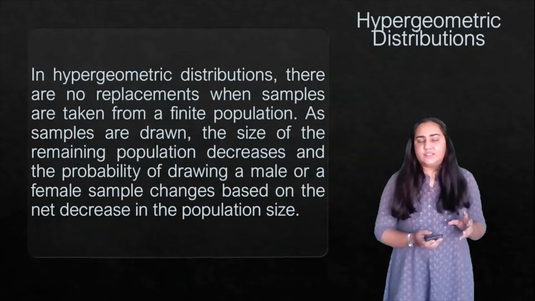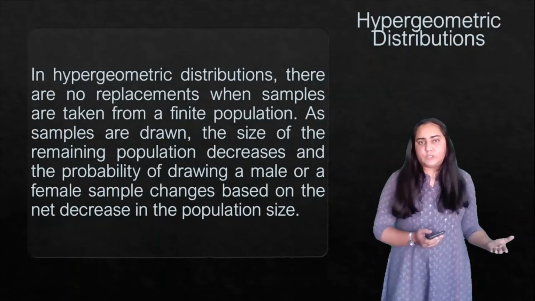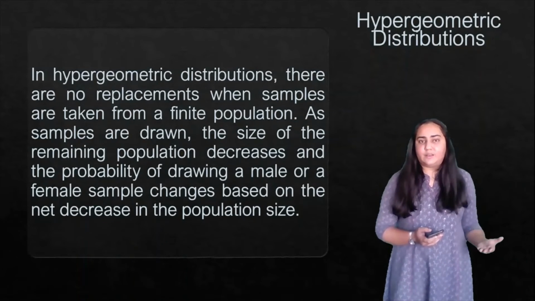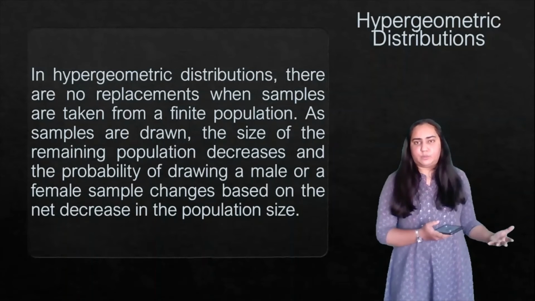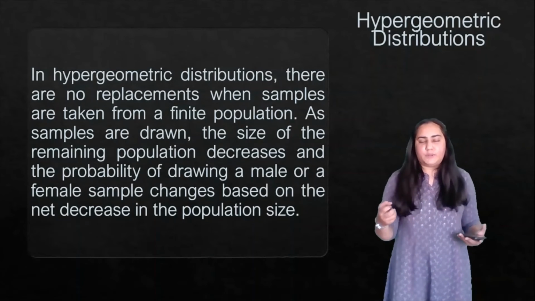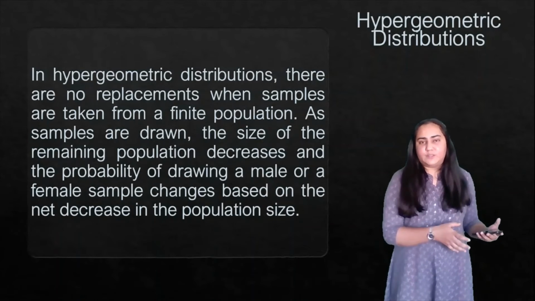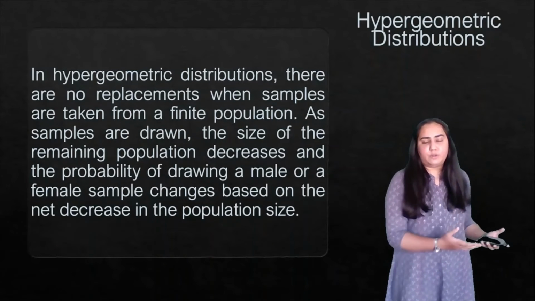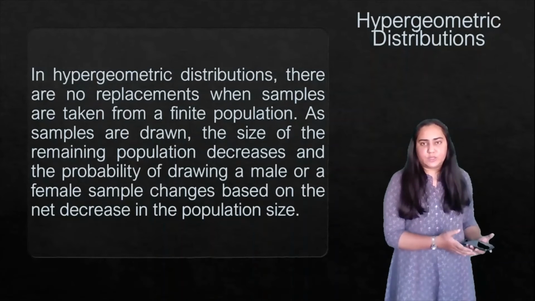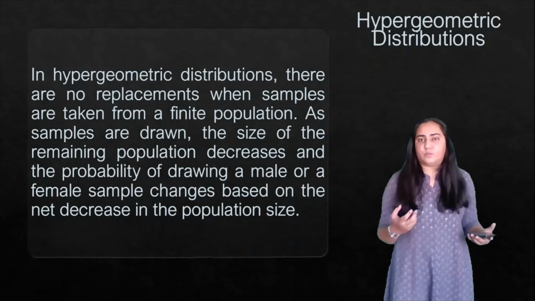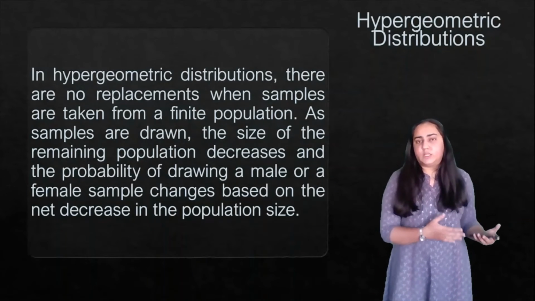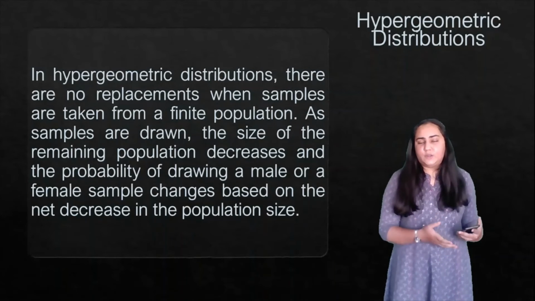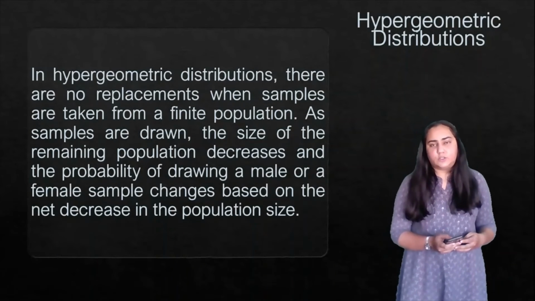As samples are drawn, the size of the remaining population decreases, and the probability of drawing a male or female sample changes based on the net decrease in the population size. This is quite logical because if you have, say, 20 people and you draw one person out and don't put that person back in the group, the number of people is going to reduce. So the next time you want to find the probability of picking a female out of that group, you're dealing with not 20 people, but 19 people. So the probability calculation is going to essentially change.